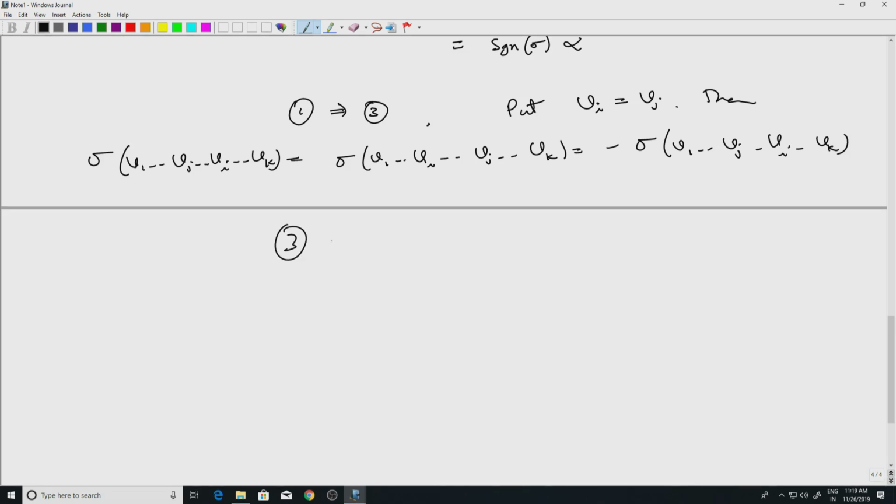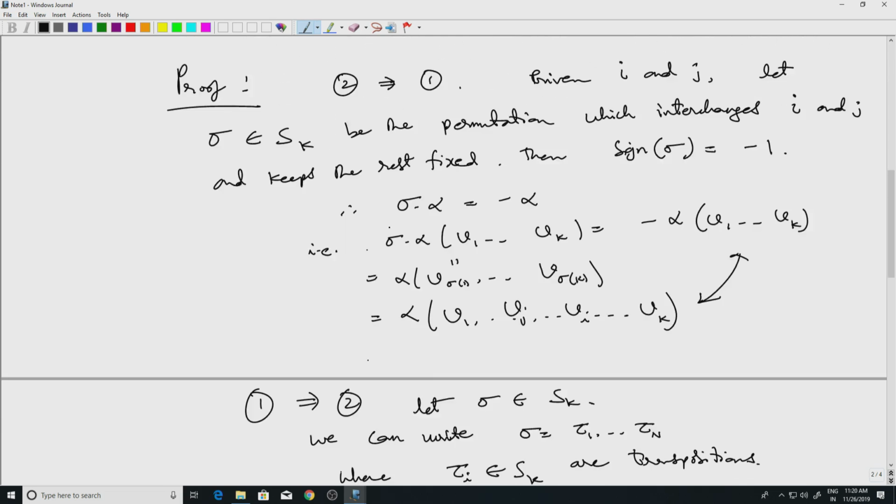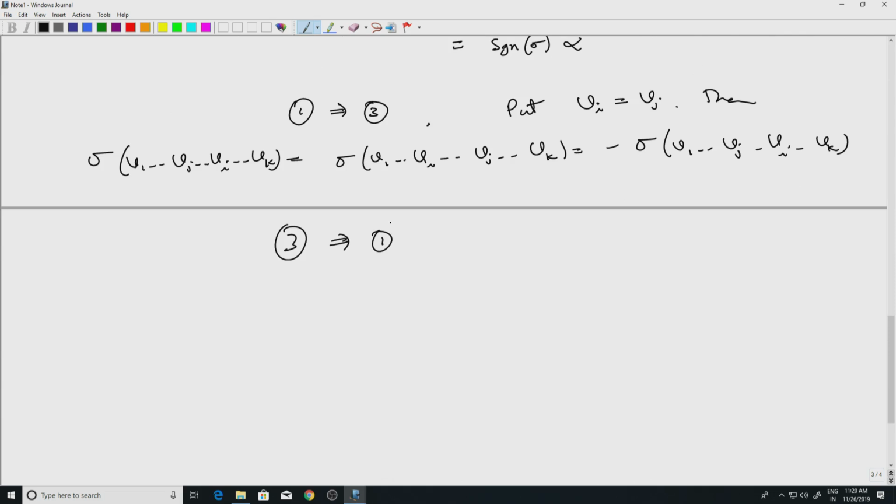And as for 3 implies 1, if we know that whenever two variables are the same, the value is 0, and we would like to see that whenever I interchange I get the required thing, the standard thing to do is consider sigma of V1, Vi plus Vj in the ith slot, Vi plus Vj, oops, not i plus j, Vi plus Vj in the jth slot, and then Vk.